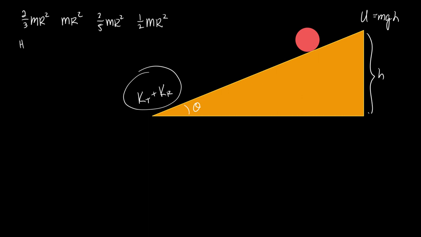But this is hollow sphere. This is a ring. This is a solid sphere. And this is a disk. Again, you don't have to memorize them, but you should be able to put these in order.